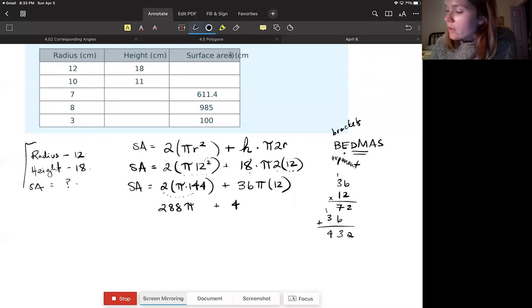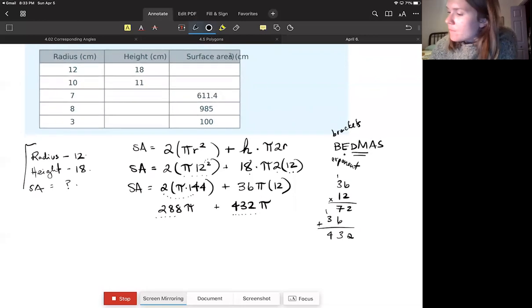So 432 pi. Now in my last video, I said that you couldn't just add these like coefficients here, but you actually can. I was just trying to move on really quickly. So let's go ahead and do that now.